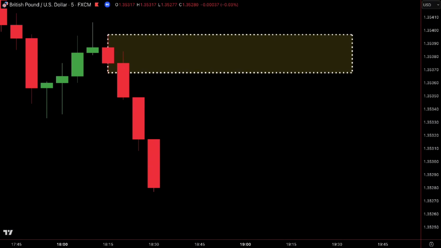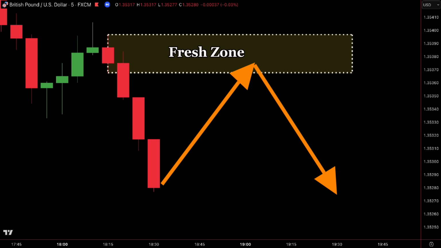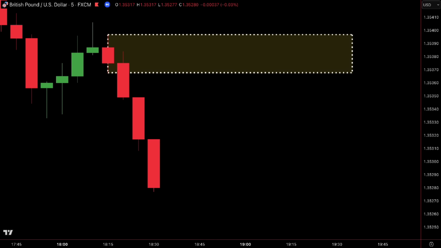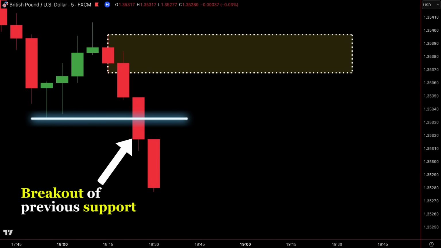The second criterion is freshness. I only trade fresh zones, ones that haven't been touched before. The first reaction is usually the most explosive. Every retest after that makes the zone weaker, so I avoid used up levels. The third criterion is a break of structure. The best zones form right after price breaks a key high or low. That break grabs liquidity, traps traders, and shows smart money is in control.